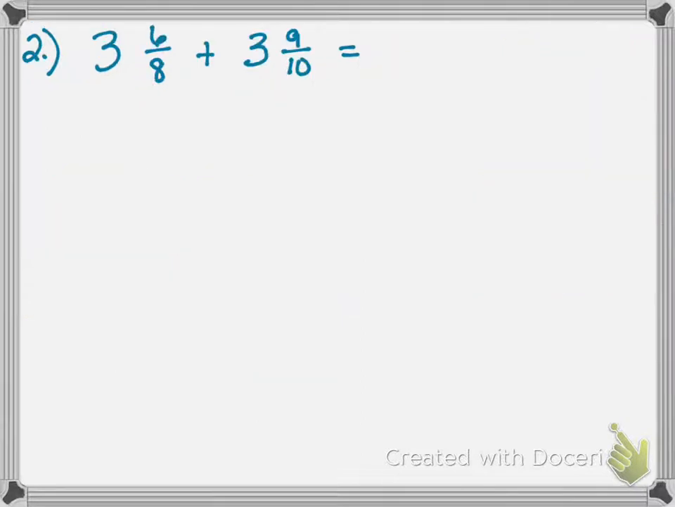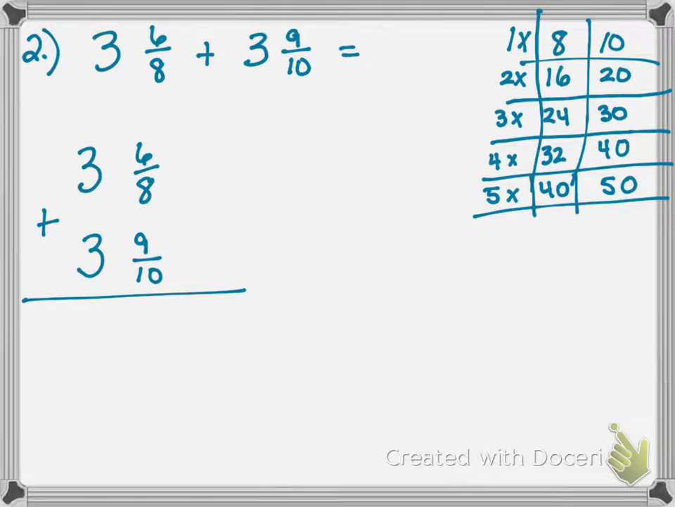All right, your second problem is 3 6/8 plus 3 9/10. Make sure that you're following along with me as I'm doing this. All right, very first thing that we need to do, I'm going to rewrite it, and I'm going to find my, that's right, common denominator. I'm going to find that common denominator by doing a ratio table. I'm going to pause and create that ratio table. I would like you to do that. Then you can check and see if yours matches mine.